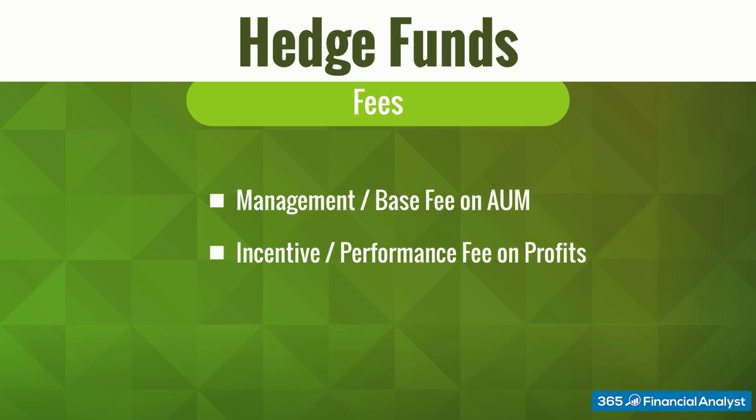The common fee structure of pooled investment funds includes a management or base fee and an incentive or performance fee. The management fee is calculated annually on assets under management, or AUM. The incentive fee, also known as a hurdle rate, is usually calculated on profits above a certain level of return.